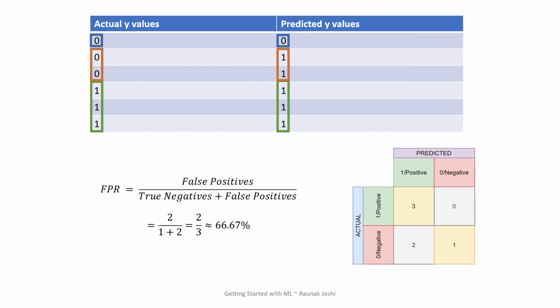So this is it for today's tutorial. In the next tutorial, we are going to learn the ROC and AUC curve, and these are going to be prerequisites, because that topic completely works on the FPR and TPR.